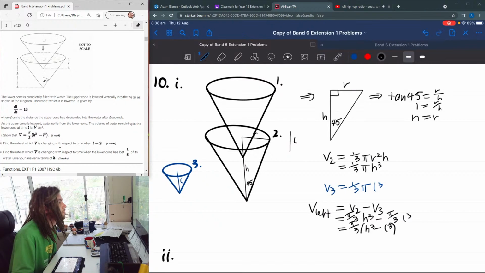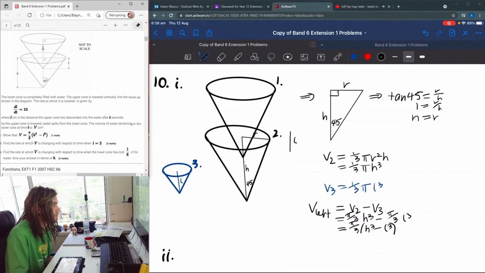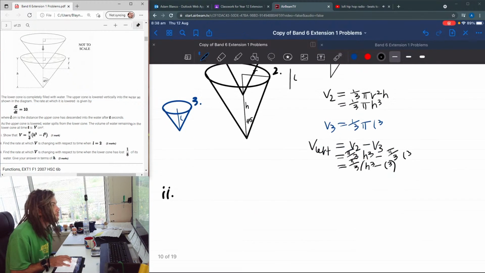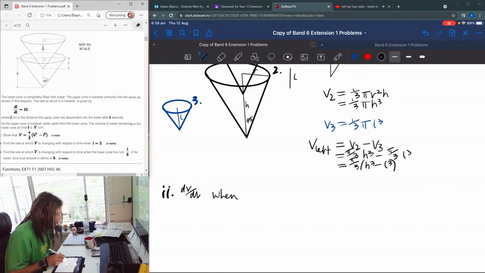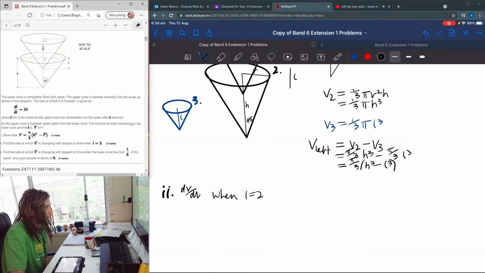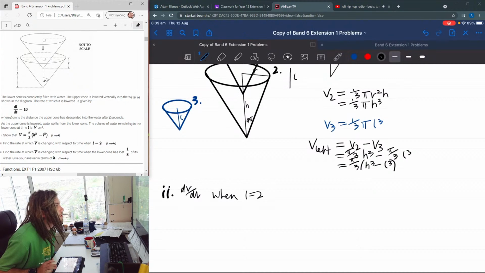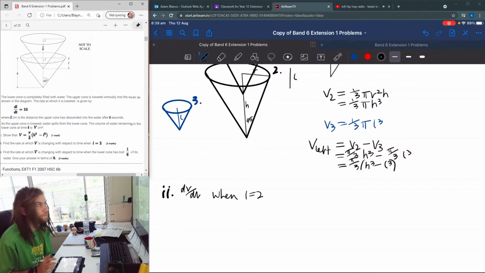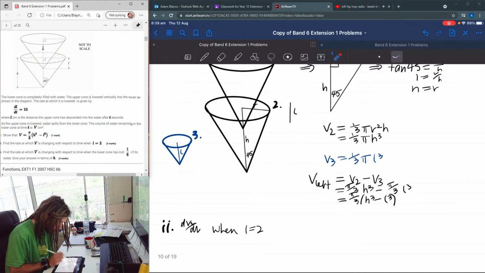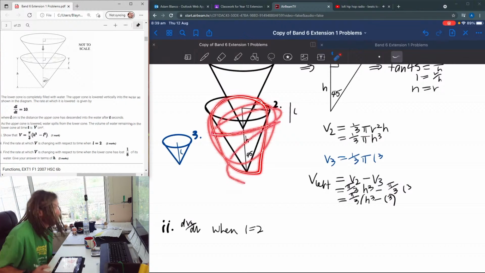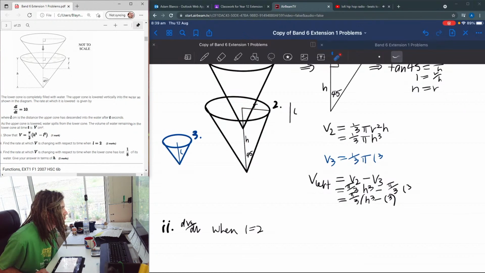Okay. Find the rate at which V is changing with respect to time when L is 2. So the rate at which V is changing, so dV with respect to time, t, when L is 2. Okay, so dV dt. They've named V the lower one, so that's my V2. They're talking about this cone, and L is 2.